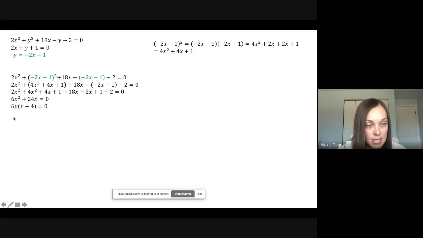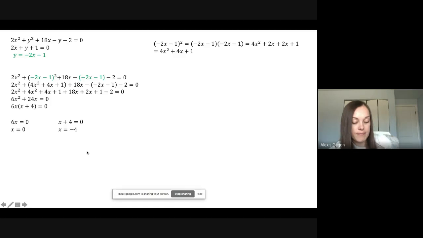So that means we set 6x equal to 0 and x plus 4 equal to 0. For this part, you would just divide by 6. Well, 0 divided by anything is 0, so we have x equals 0. Here I subtract the 4 over, so I get x equals negative 4. And then we just take these and plug them into this equation. These are kind of long and tedious, but if you keep yourself organized, you'll be fine.